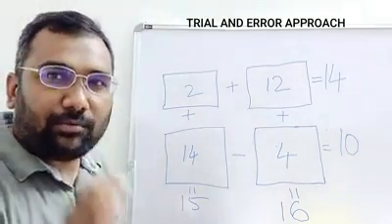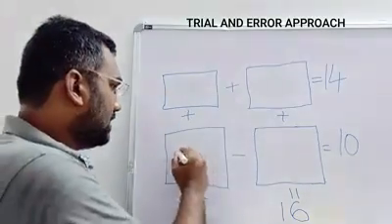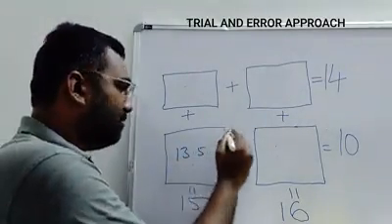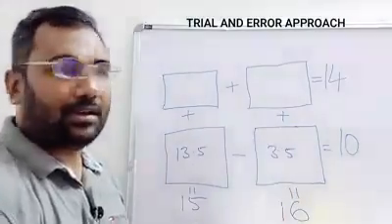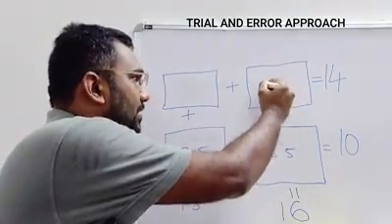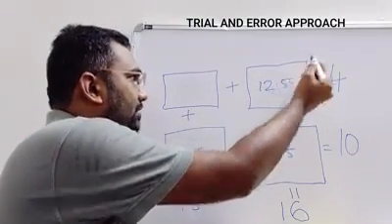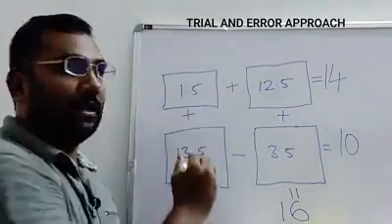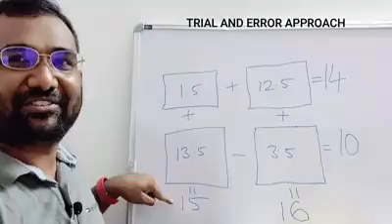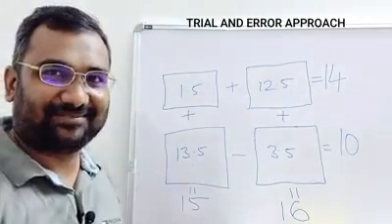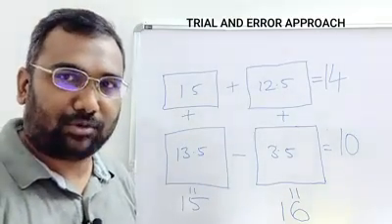So let's try 13.5. 13.5. You will have 3.5 and 12.5 and 1.5. And if you add 1.5 and 13.5, you get 15. And this is the answer. This is the trial and error approach.